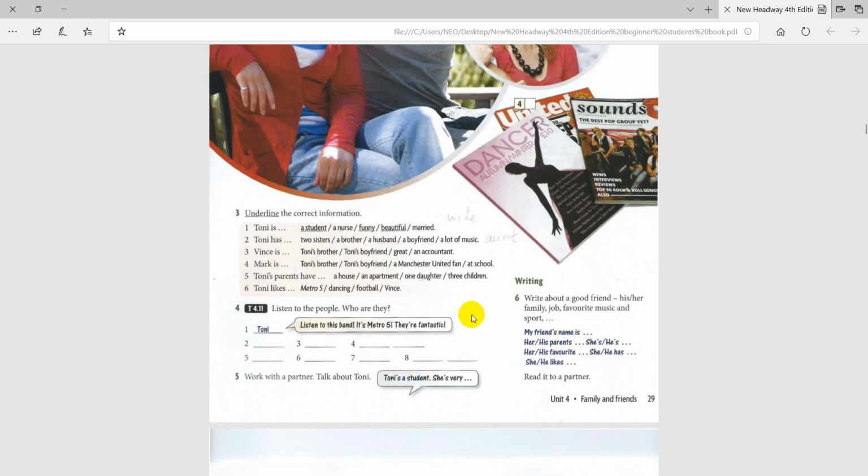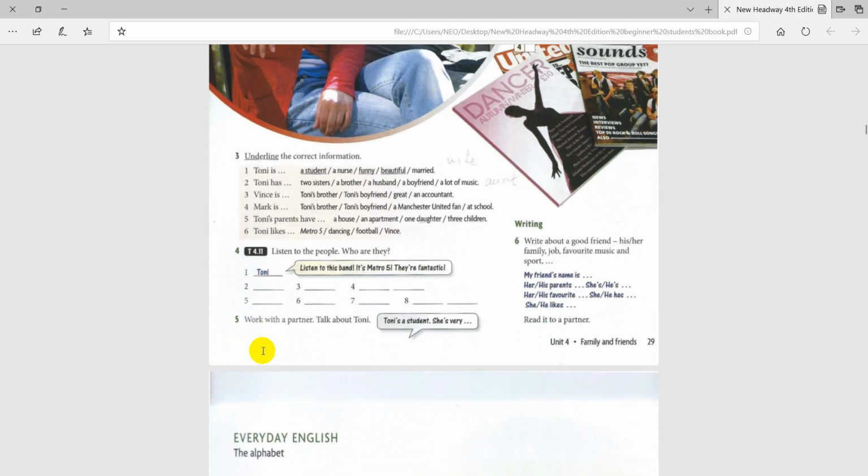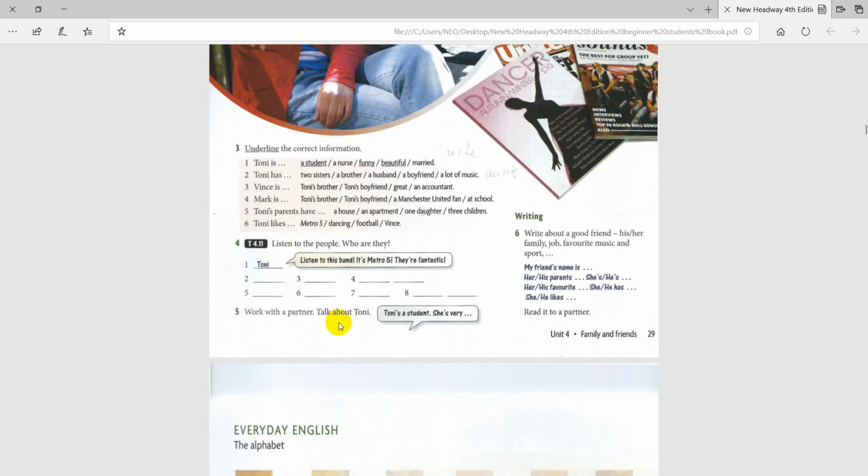Listen to the people. Who are they? This exercise is also transferred to the recordings we have for this unit. Okay, work with a partner, talk about Tony. Number 6, writing. Write about a good friend, his or her family, job, favorite music and sport.